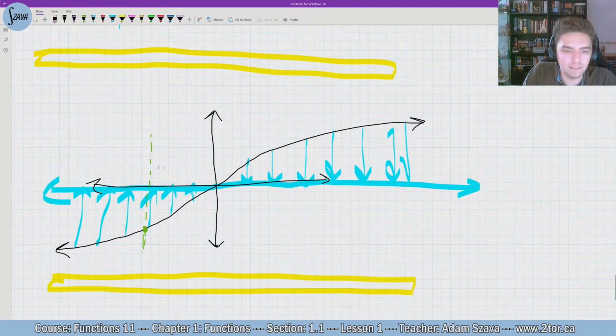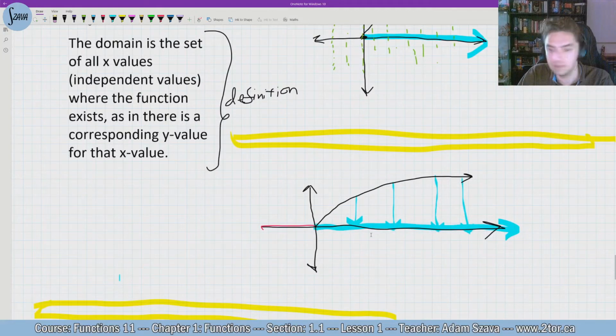So the domain of this function is the whole x-axis. The domain of this function is only 0 and above. So the positive numbers and 0. So I'm going to write that in words here. Domain of this function is 0 and the positive numbers. Okay.